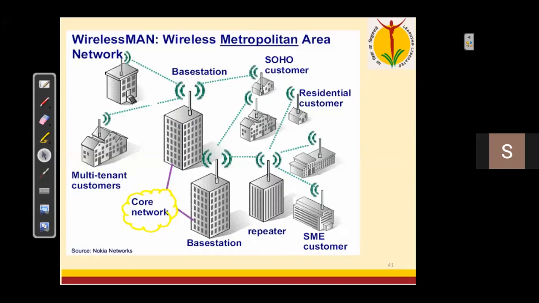So this is the typical structure of the wireless MAN, where certain base stations are there, you can see here. This is a base station, and this is one more base station. These are the core system, through which the signal is transmitted to many receivers. Okay, so maybe the signal strength is low for these residential customers. So in between there is a repeater just to increase the strength of the signal.